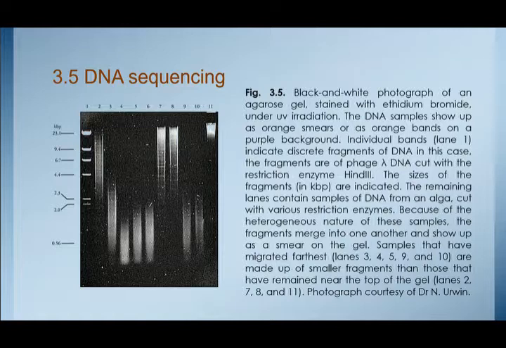The remaining lanes contain samples of DNA from an alga cut with various restriction enzymes. Because of the heterogeneous nature of these samples, the fragments merge into one another and show up as a smear on the gel. Samples that have migrated farthest, lanes 3, 4, 5, 9, and 10, are made up of smaller fragments than those that have remained near the top of the gel, lanes 2, 7, 8, and 11.